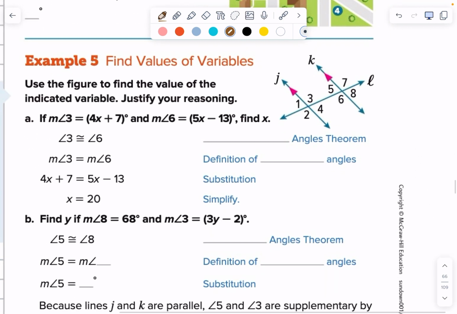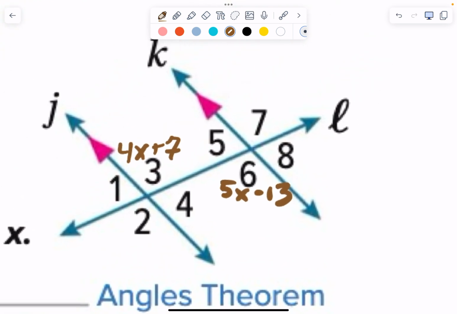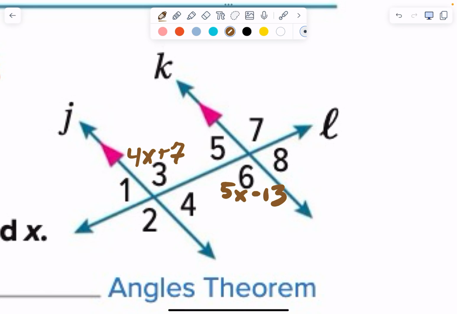Okay. Now, they're going to give us values. Imagine that angle 3 is 4x plus 7, and angle 6 is 5x minus 13. We have to decide one of two things is going to happen. Either they're the same measure, or they add up to be 180. 3 and 6, are they going to be the same measure, or are they going to add up to be 180? Same. They're alternate interior angles, so they're going to be the same measure.